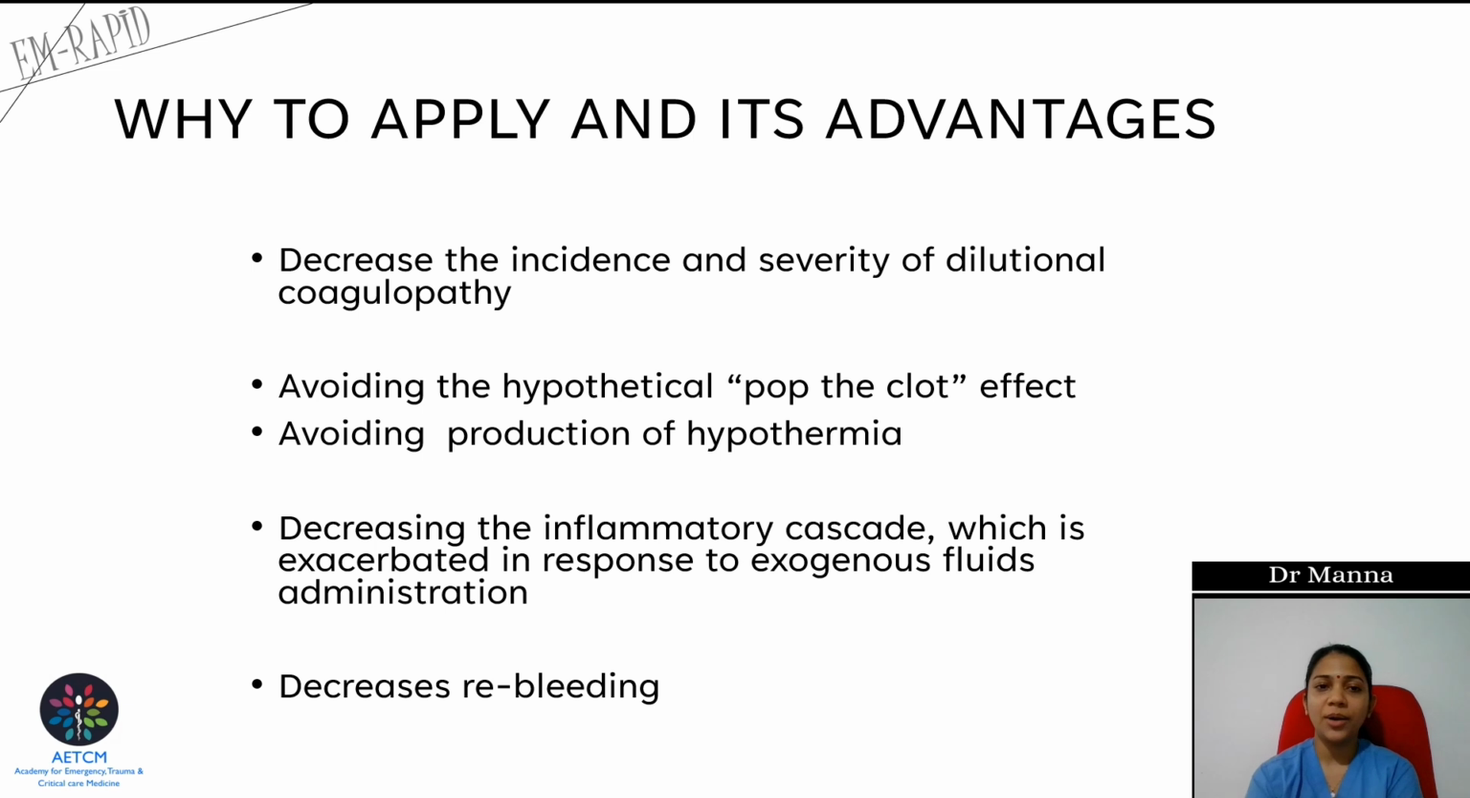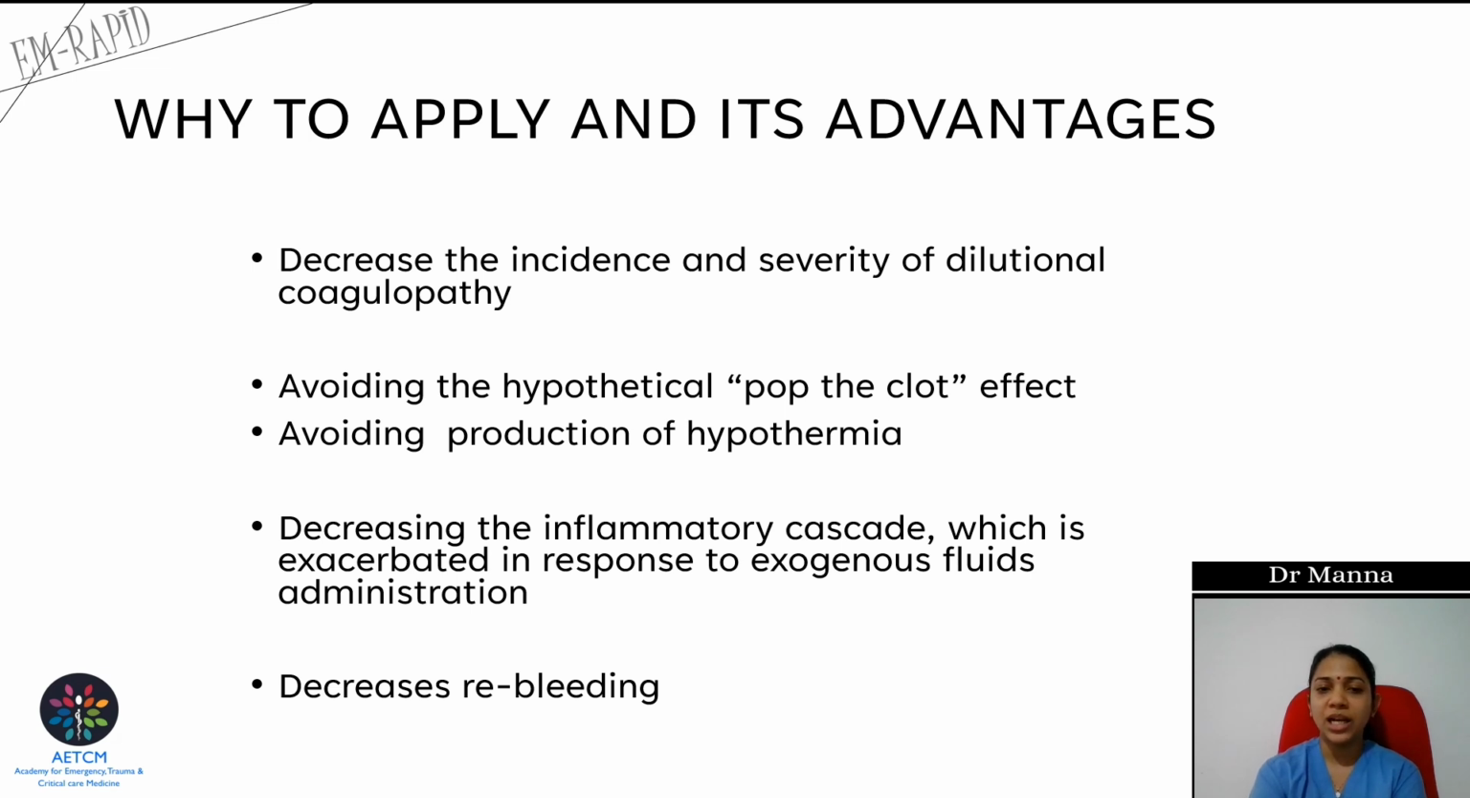So why should we apply balanced resuscitation, and why should we target a lower blood pressure? By targeting a lower blood pressure, we will not be aggressively managing this patient with fluids. That can reduce the incidence of dilutional coagulopathy, and we can avoid the popping out of the clot. Suppose there is a site of bleeding and the body might have formed some clot in that area. If we are giving a lot of fluids, that can pop out the clot. That can be prevented if we are practicing balanced resuscitation.